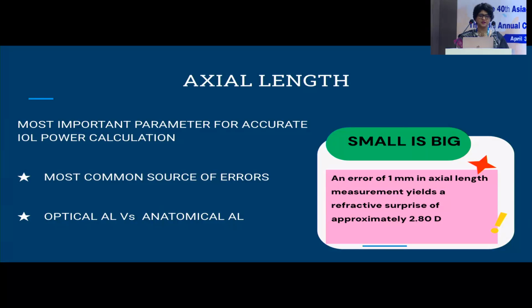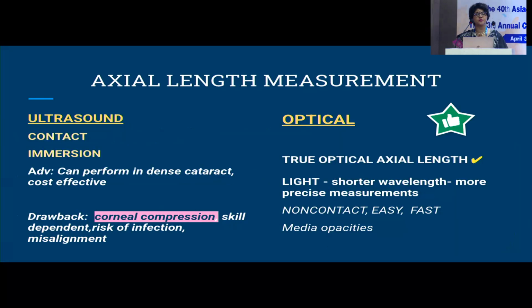So this is the reason that nowadays we are going more for the optical equipment like the IOL Master, because it's going to measure the true optical axis. So the true optical axis would be to the macula and not the actual anatomical axis. In case we are using the ultrasound, then we prefer to use the immersion, because the chances of compression of the cornea and falsely having a lower axial length become lesser.